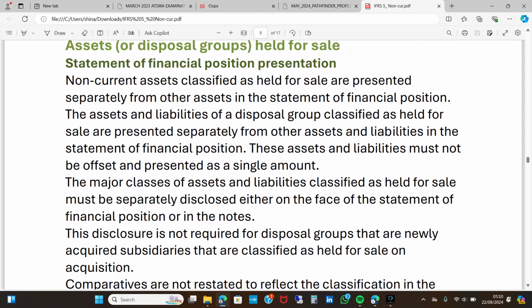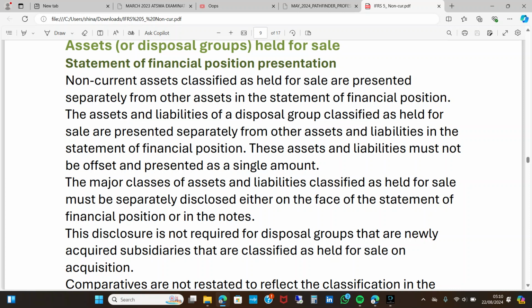Let's take an example. Can I have a statement of financial position? We're still going to look at the practical example as we move on. You have your non-current assets, you have your PPE, investment property, inventory, all those items. They will stand and have their value in the statement of financial position. Please, your non-current asset held for sale must also appear separately. You must put the value apart from the other items in your statement of financial position.